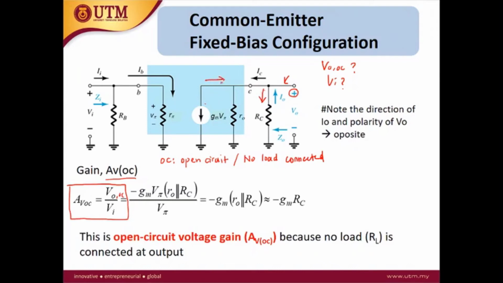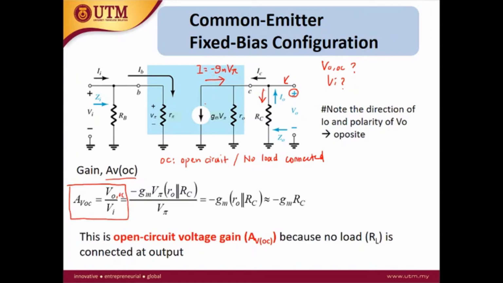So you need to define this current direction. This current direction is equal to minus Gm V pi. So the magnitude is similar to the current source, but the polarity, or the direction, is minus, opposite. That's why you put the minus.